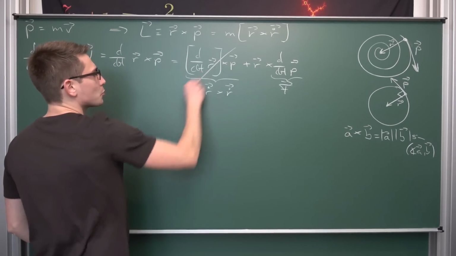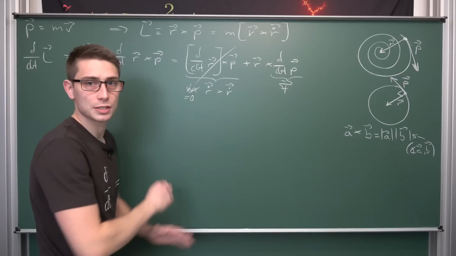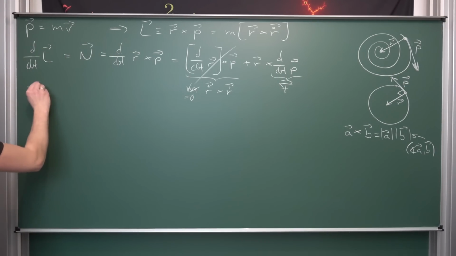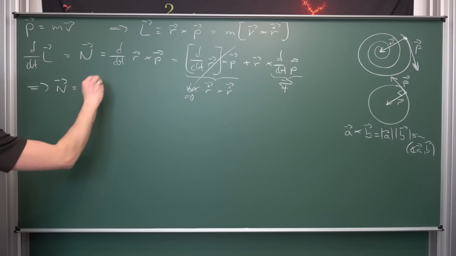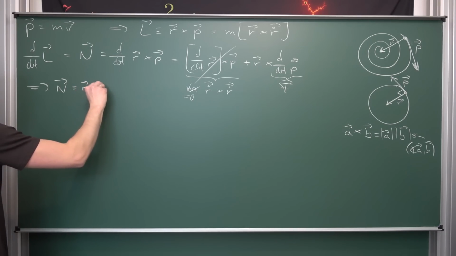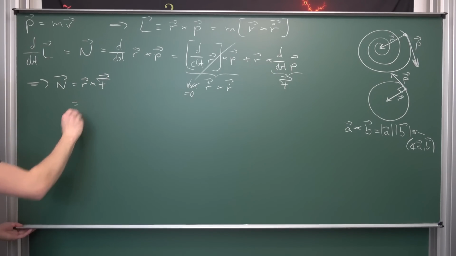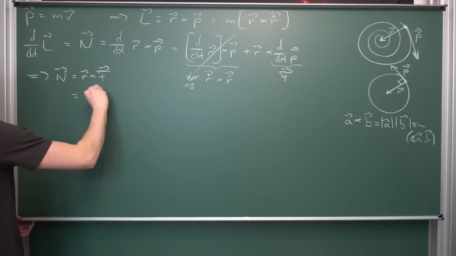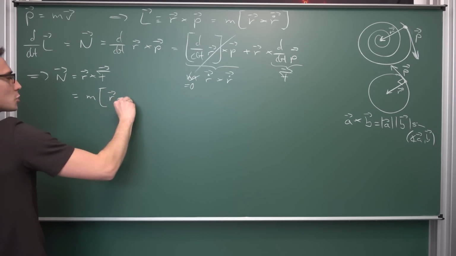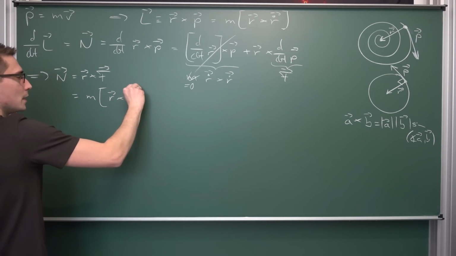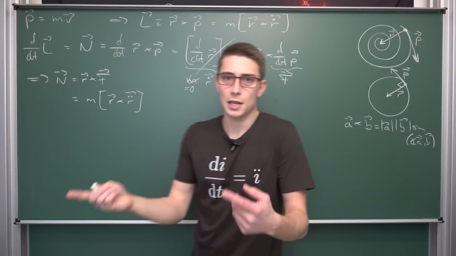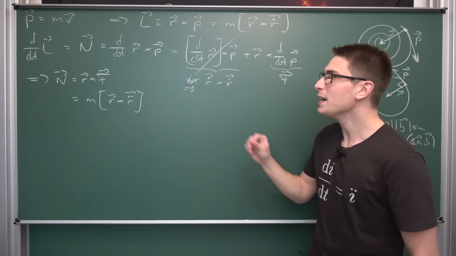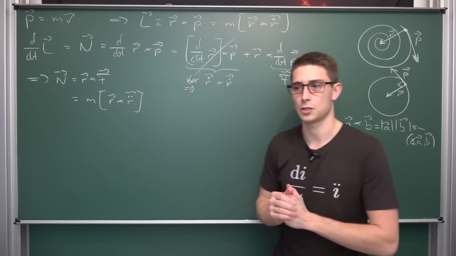Meaning this whole cross product is going to vanish, meaning our torque can be expressed as nothing but the r vector in the cross product with a certain force. Or if we were to rewrite it, this is mass times the r vector in the cross product with the r double dot vector. And now you can also have conservation laws, meaning when is our angular momentum being conserved?